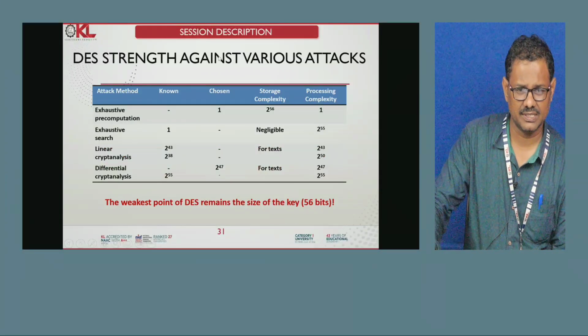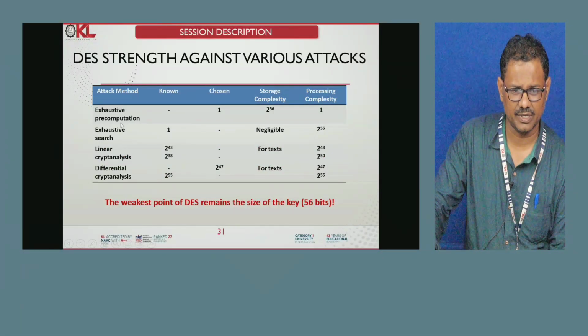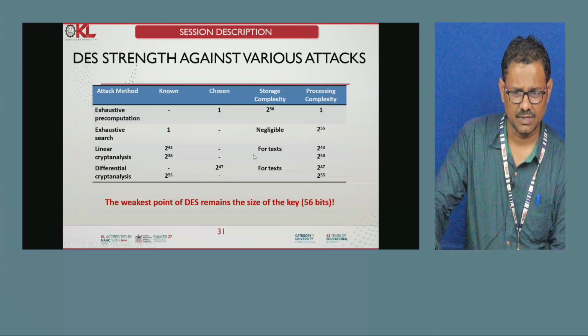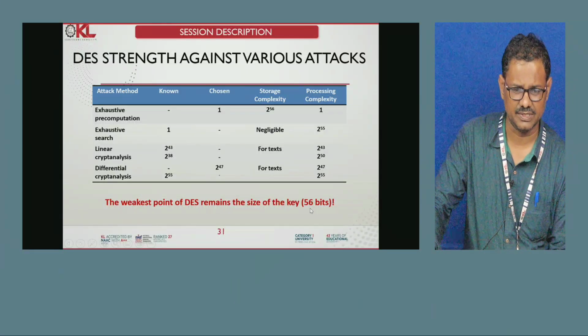The table regarding DES strength against various attacks. Exhaustive search with pre-computation: 2^56 processing; exhaustive search: negligible storage, 2^55 processing. Linear cryptanalysis: 2^43 known texts, 2^38 storage, 2^50 processing. Differential cryptanalysis: 2^47 chosen texts, 2^55 storage, 2^50 processing. The weakest point of DES remains the size of the key, 56 bits. Okay.